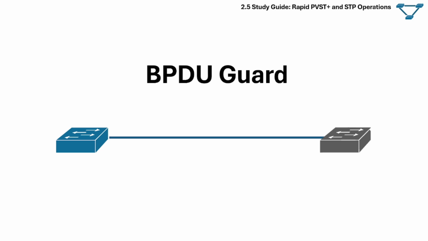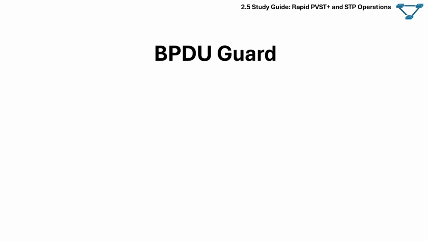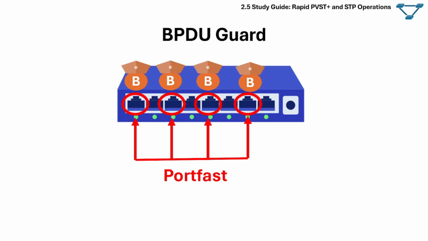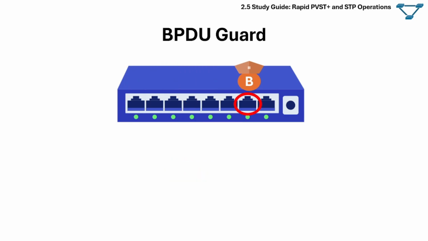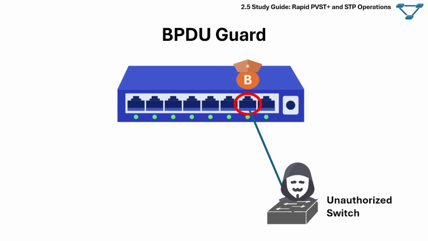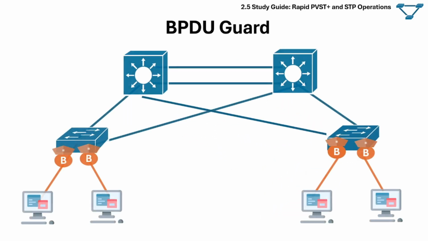There's another spanning tree security feature called BPDU guard. BPDU guard is enabled on individual switch ports, specifically those configured with PortFast, to enhance network security by preventing unauthorized devices from becoming part of the spanning tree topology. It is generally configured on access ports that connect to end-user devices like laptops or workstations, rather than other switches.